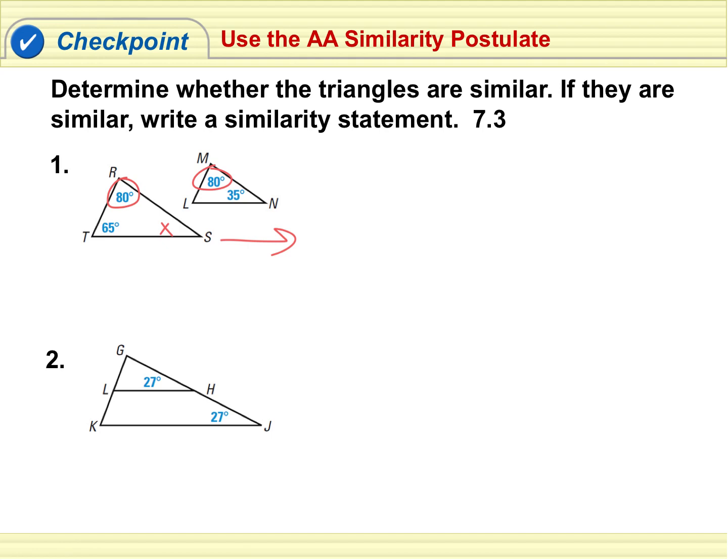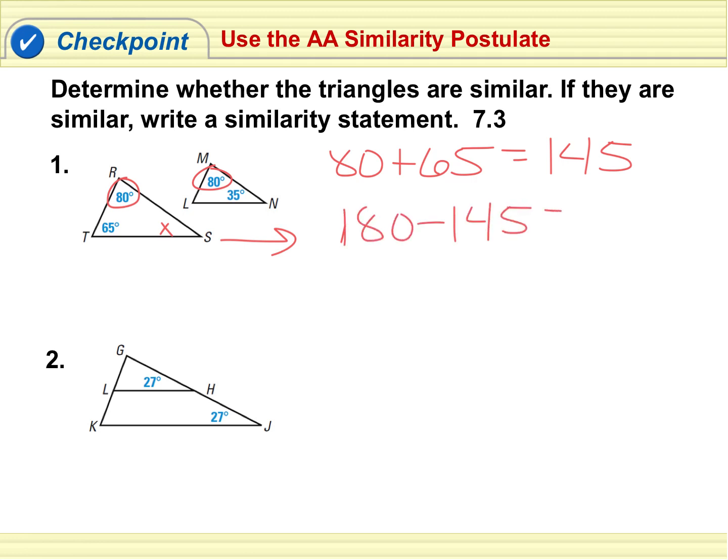All right. So how do I find the missing angle? 80 plus 65. Yep, add them together. 80 plus 65 to get 145. Once I have 145, what do I do? Minus it from 180. That gives you 35. Take 180 minus 145 to get 35. And thus you have two angles. So now we have 35 and 35. Are these triangles similar? Yes. Why can we say yes? Because we found two angles.